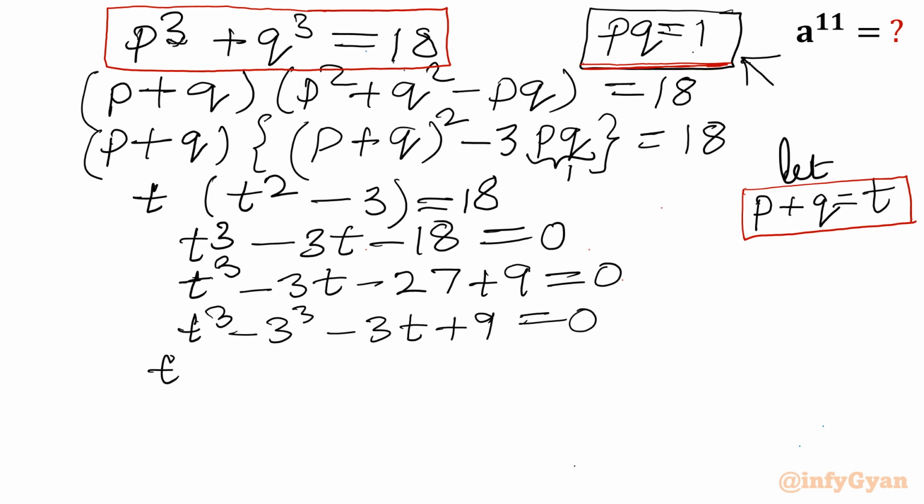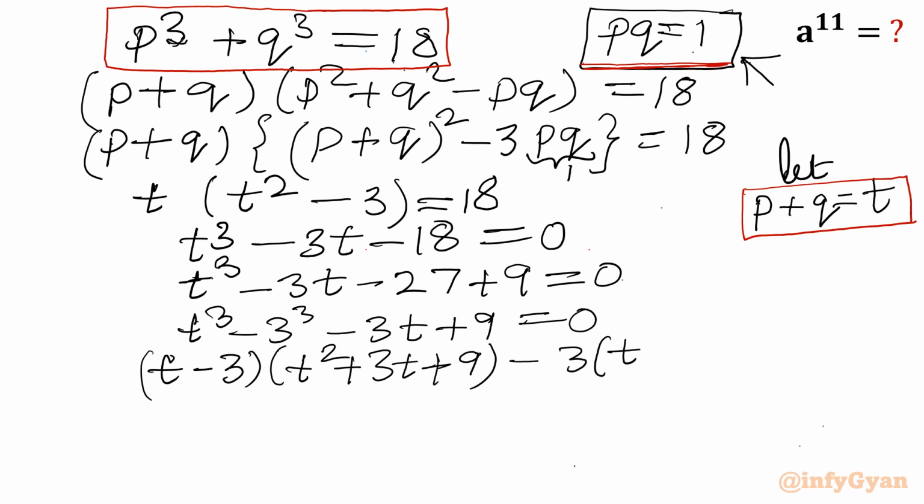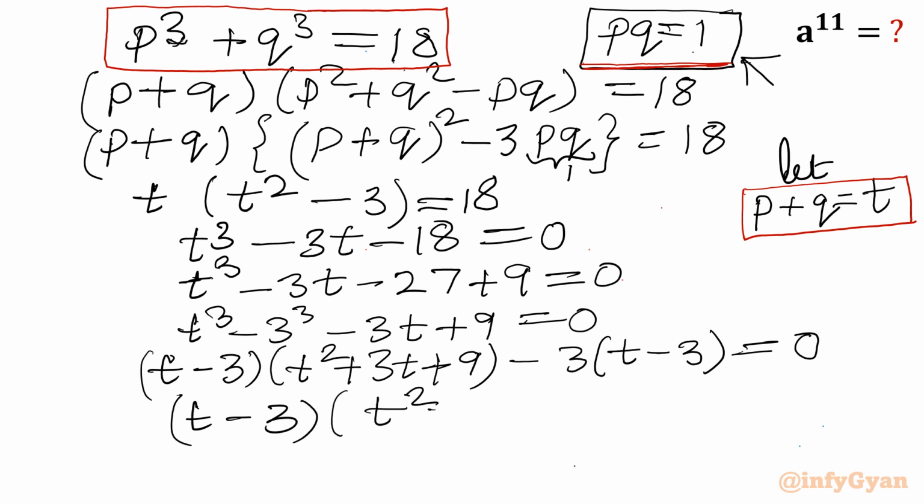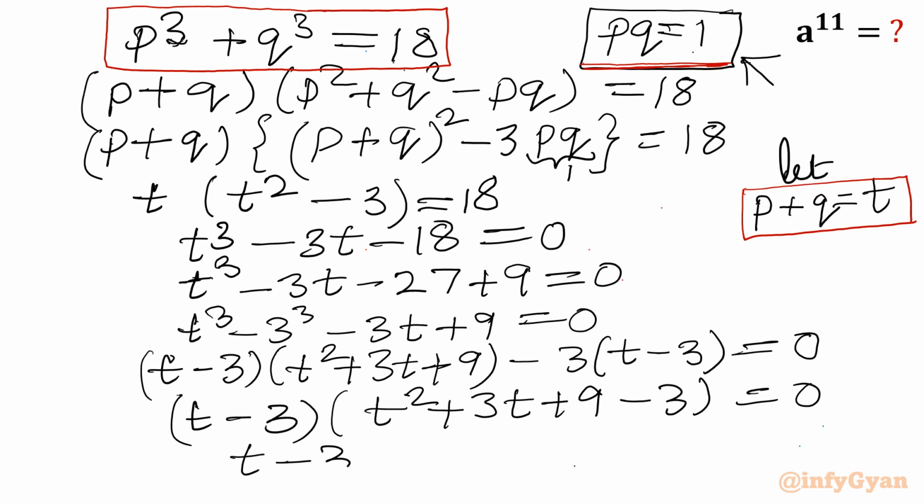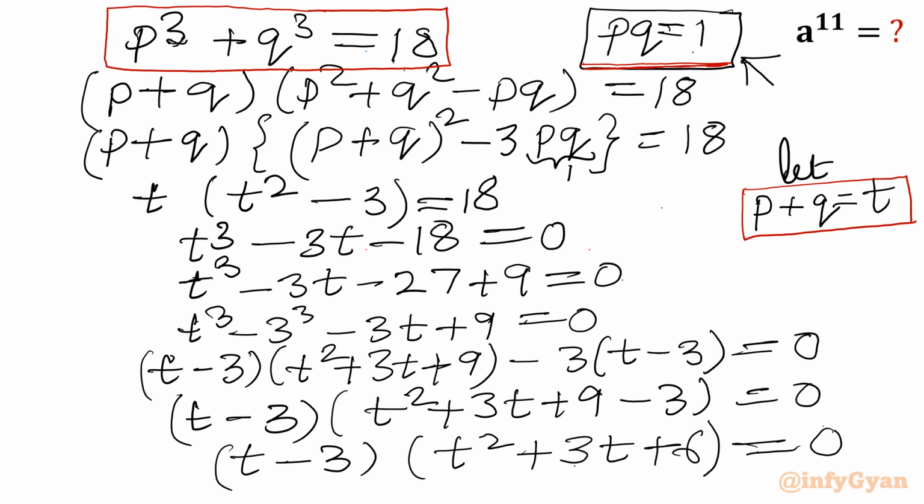A cube minus B cube formula, we can write A minus B in other bracket A square plus AB plus B square. And here I will take minus 3 common. So in bracket it would be T minus 3 again. Now T minus 3, T minus 3. I can write T minus 3 times T square plus 3T plus 9, and then we have minus 3 equal to 0. So T minus 3 times T square plus 3T plus 6 equal to 0.